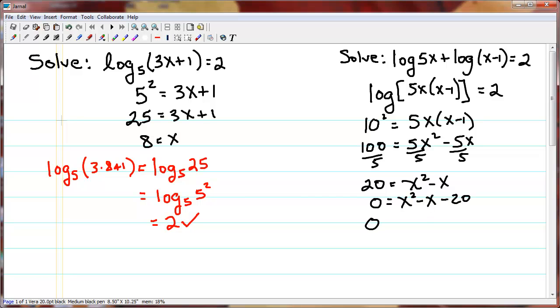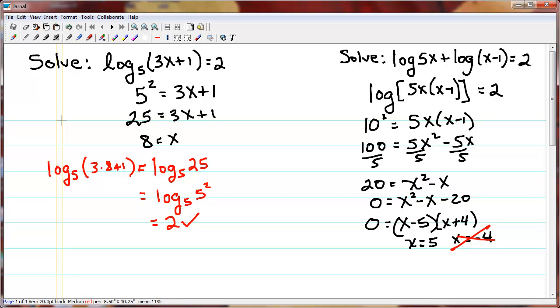Here this factors into x minus 5 and x plus 4. And using our zero product property, we have 2 solutions, 5 and negative 4. Now these are potential solutions. They could be extraneous. If we look at the negative 4, if we plug that back into 5x, we're going to get log of negative 20, and we can't take the log of a negative number, so that's extraneous.